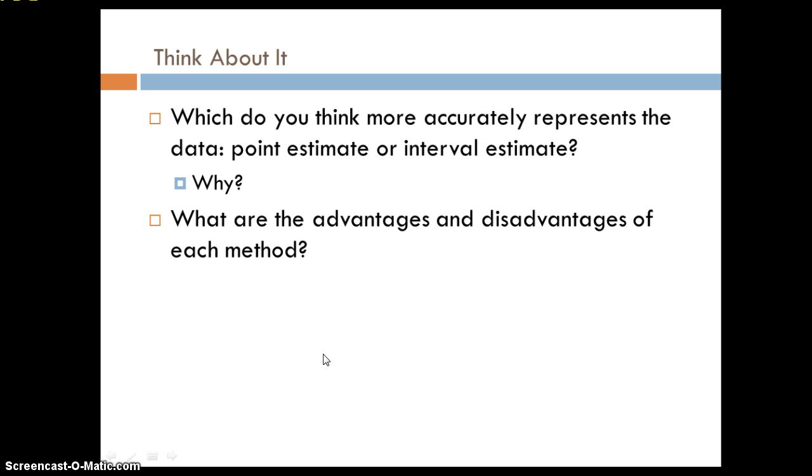Okay, so which do you think is more accurately representing the data, a point estimate or an interval estimate, and why? And what are the advantages and disadvantages of each of these two methods? Just some things to think about before we go on to talk about effect size.